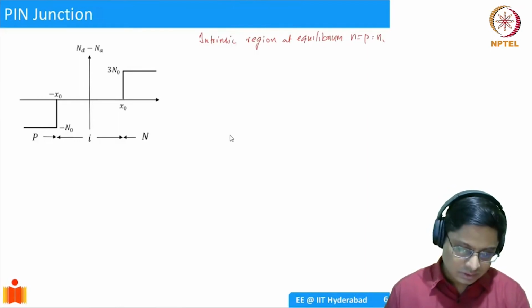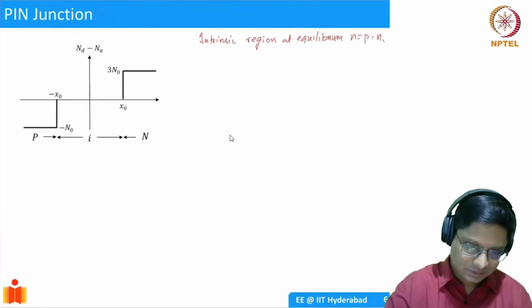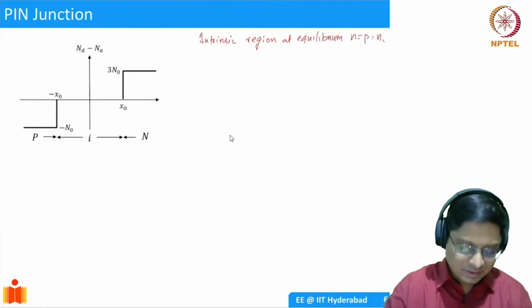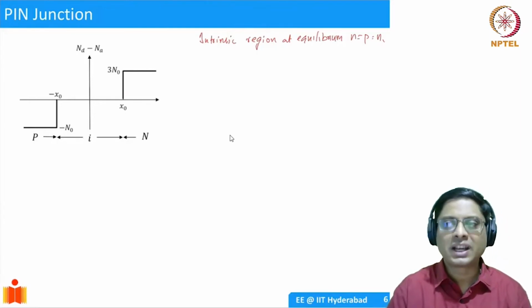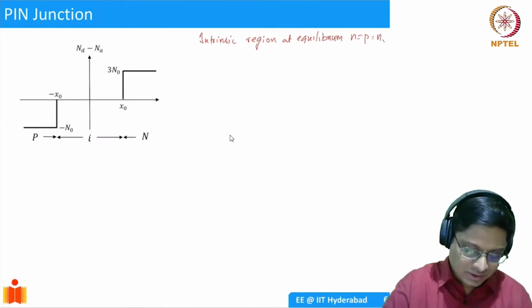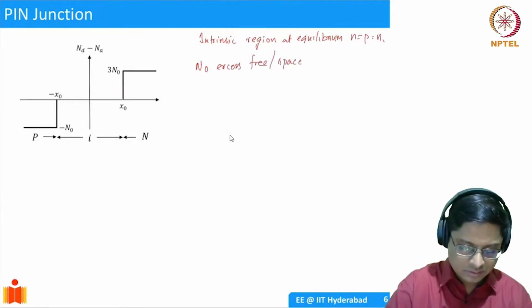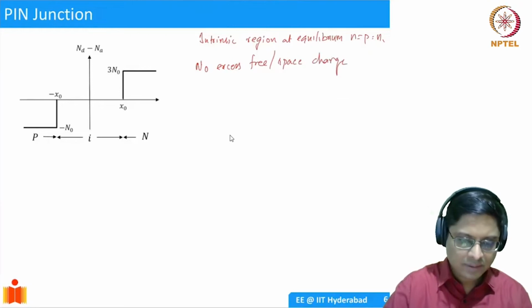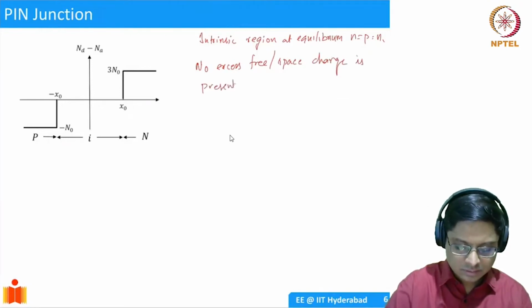So, is there any excess charge or free charge or space charge? Well, there is no excess charge, because you have not doped it, so there can't be any space charge. And there's no excess free charge, because both N and P are equal. So essentially we have no excess free or space charge present in the intrinsic region.